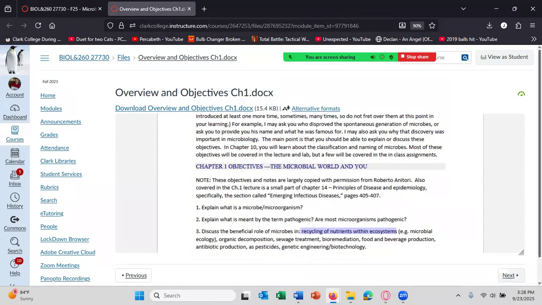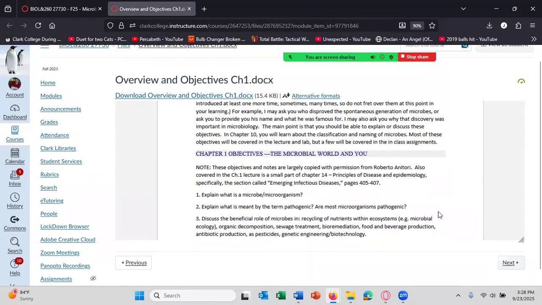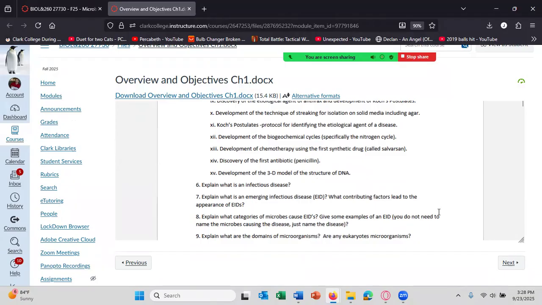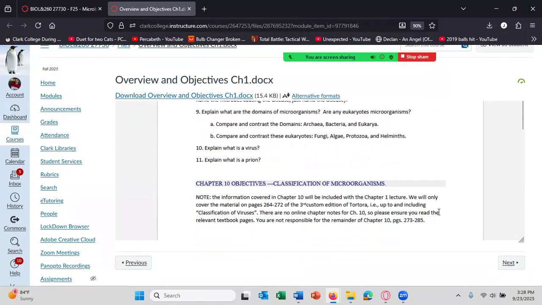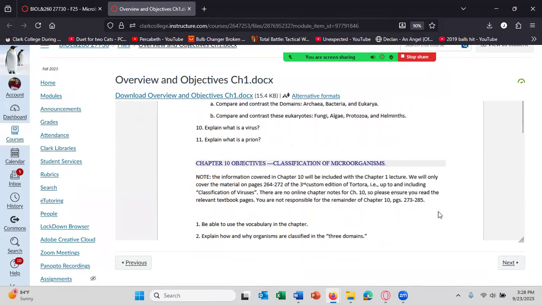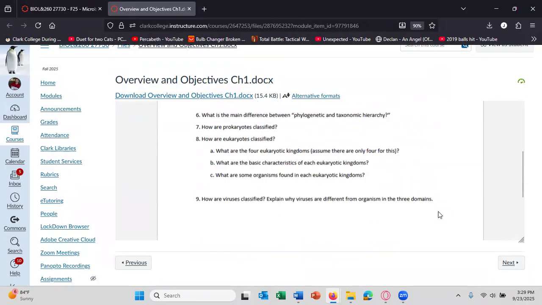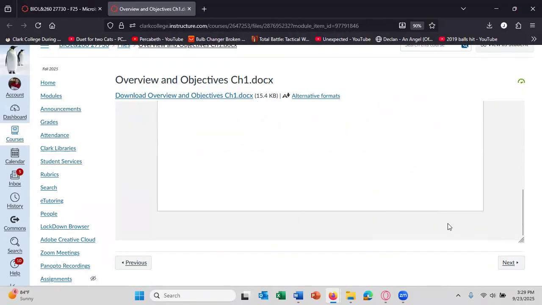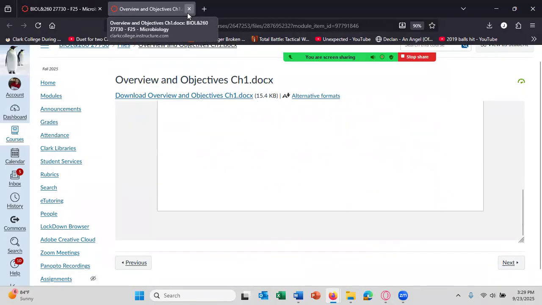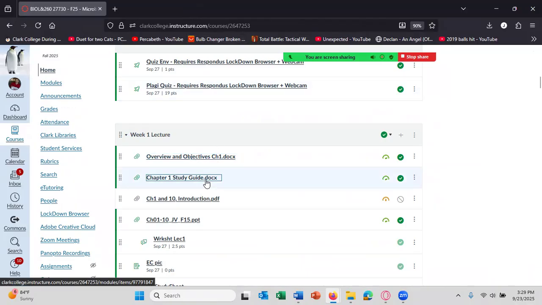And then you scroll down. I've got the objectives for chapter 10. We're doing a little bit of chapter 10 with chapter 1, classification of microorganisms. And that's the overview and the objectives. And then I've got the study guide.